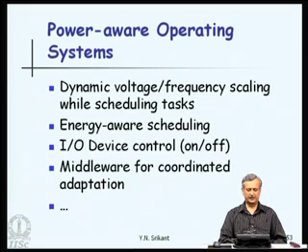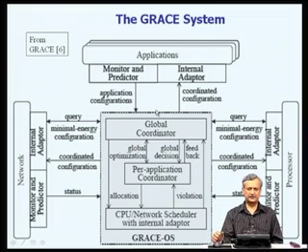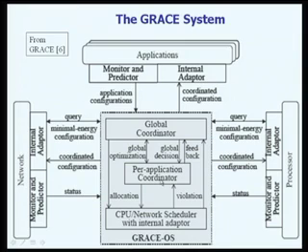Then of course, it can do energy aware scheduling as well. IO device control is possible by the operating system, and there possibly could be middleware for coordinated adaptation. So, for example, the GRACE system, which was built at the University of Illinois Urbana-Champaign, has within the operating system a global coordinator and a per application coordinator. For each application there are monitors and predictors, internal adapters, etcetera.